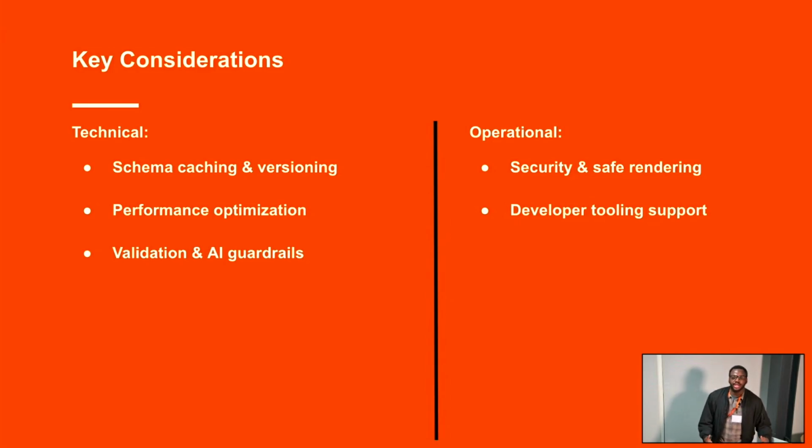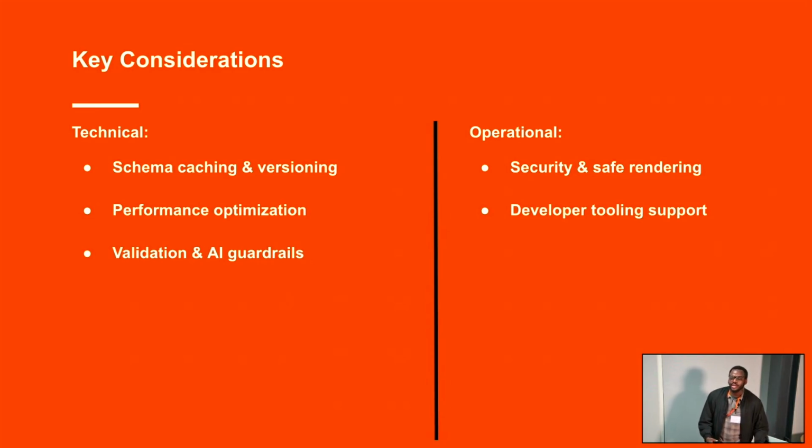Versioning, you need to obviously track the versions of your schema. Like we do with API versions, you need to track the versions of the schema and then ensure that the front end is structured to align with the version that we have. We also have performance optimization.